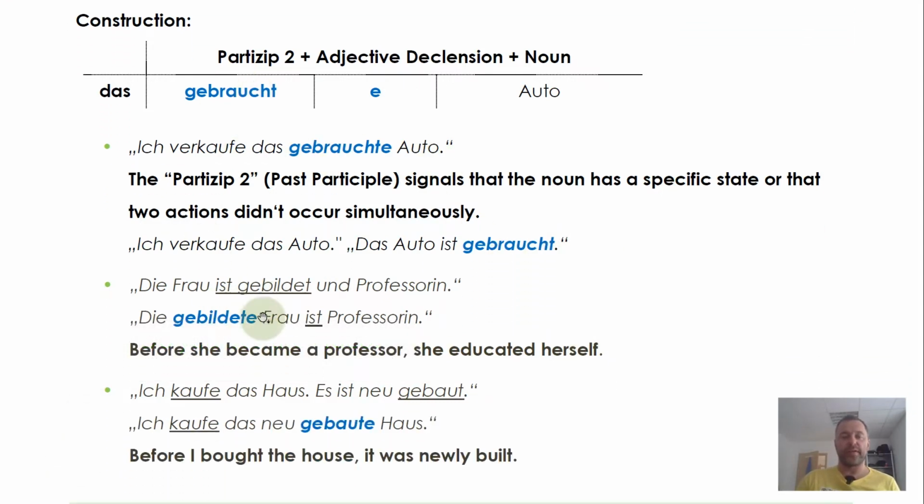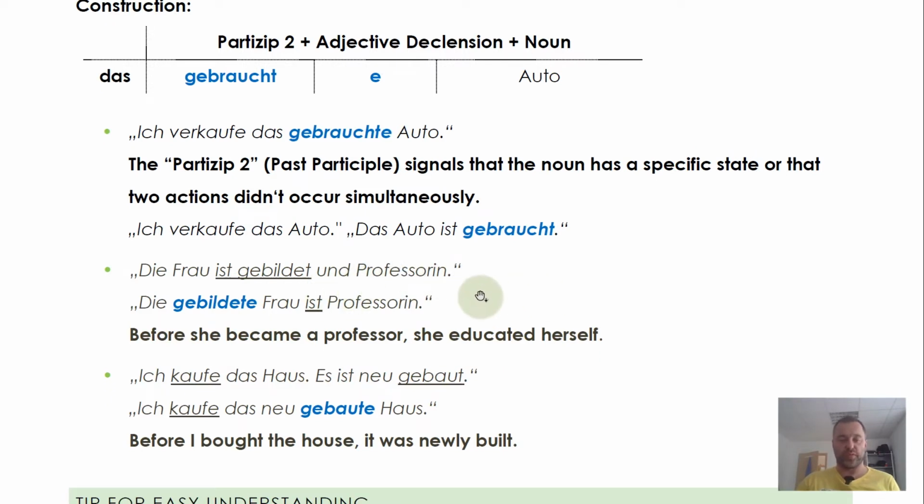Another example, die Frau ist gebildet und Professorin. So the woman is educated and a professor. Die gebildete Frau ist Professorin. So the educated woman is a professor. Same difference here between German and English. This sounds much, much better.